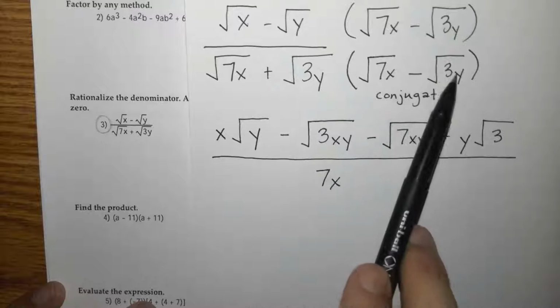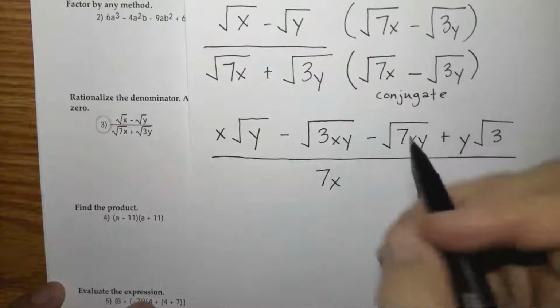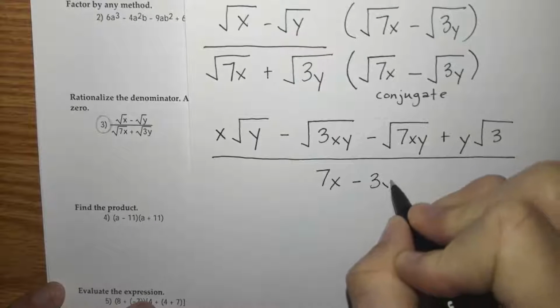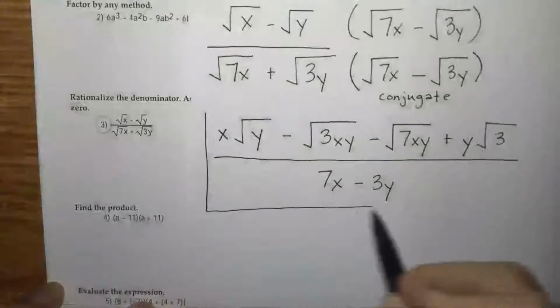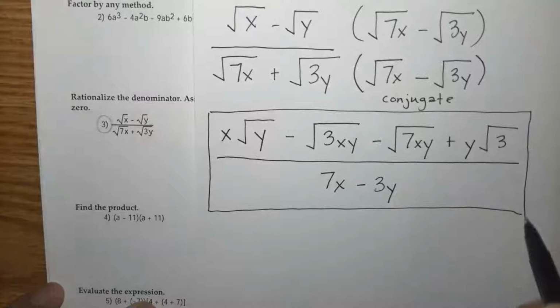And so the only thing we really have to do is multiply the positive square root of 3y times the negative square root of 3y, which gives us a negative 3y that comes out. And so this is going to be our answer for 3. That's how we get there, just by multiplying everything times that conjugate.